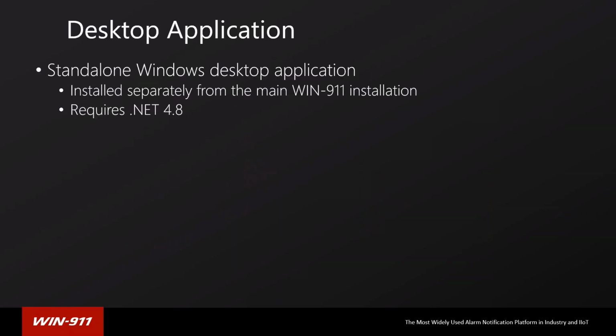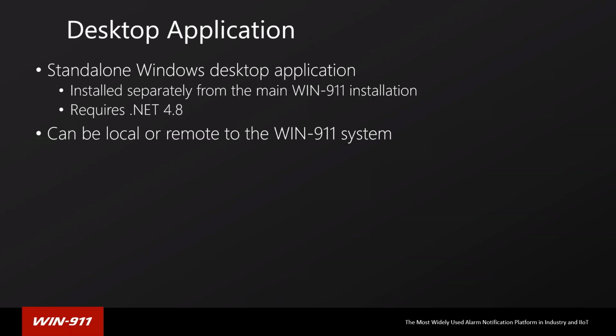All right, so the contacts utility is a standalone WPF desktop application, which is delivered to a system with a separate installer. Its only prerequisite is .NET 4.8, which you can get from Microsoft directly, or if you download WIN-911, in our install folder we have an offline installer of 4.8. In some of the newer operating systems it's included already, like for example Windows 10 1903. Or if it's not included, you can use this offline installer to put it on your system.